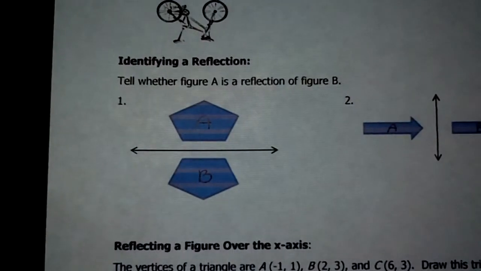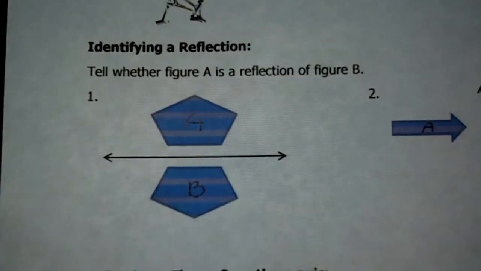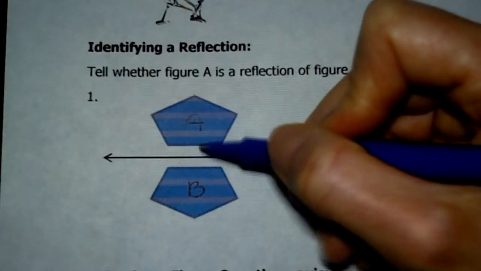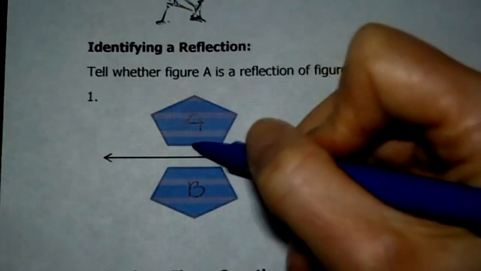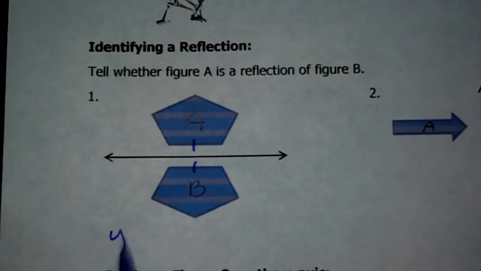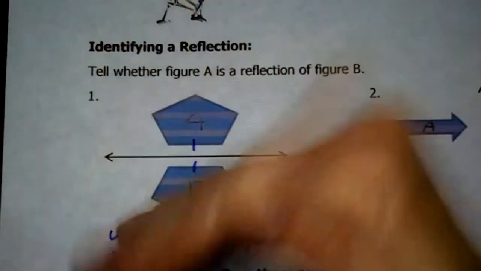Step 1, can you identify a reflection from a little picture here? So I ask you to tell me whether figure A is a reflection of figure B. So here's my line of reflection. Here's A, here's B. And basically you want to see, does it look like A is looking in the mirror at itself? Does this side length match with this side length? Yeah, it sure does. So I would say yes. And the reason it's a yes is because it's flipped. We didn't just slide it, it actually flipped right over.